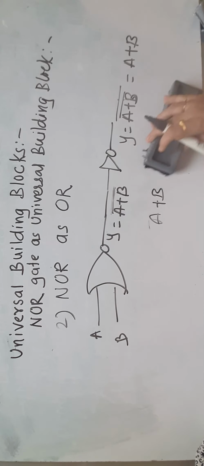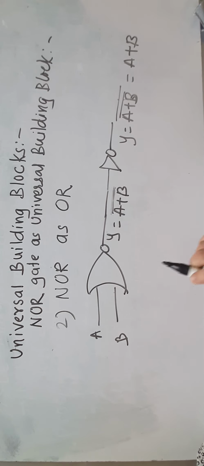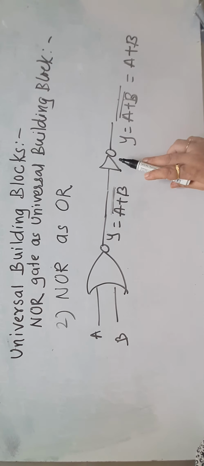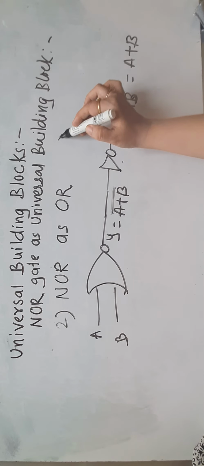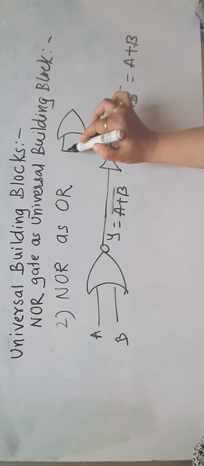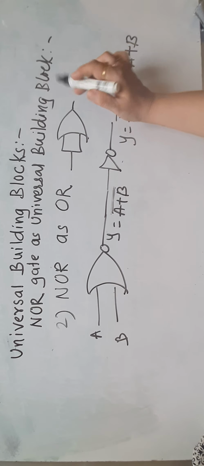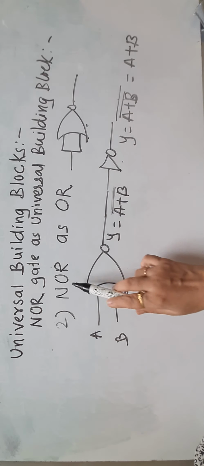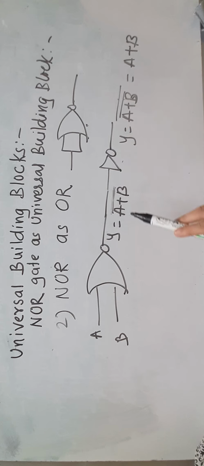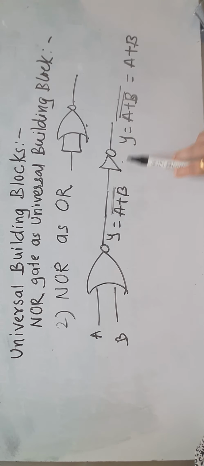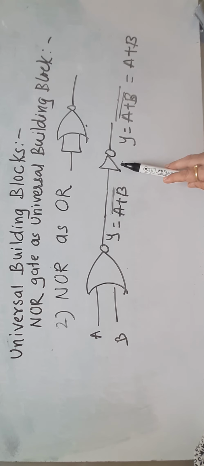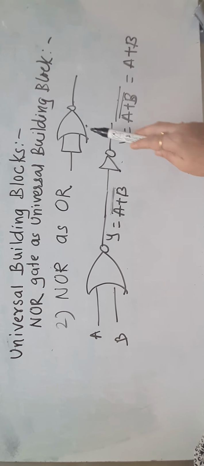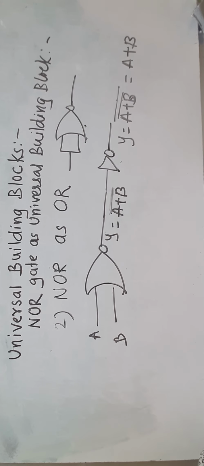So how can we construct the circuit? This NOR gate. Now we have to replace this NOT gate by using the previous gate, NOT gate by using NOR. Because we will connect here only NOR gates. We cannot use any other gate. So we have to replace this NOT gate by this NOT gate.